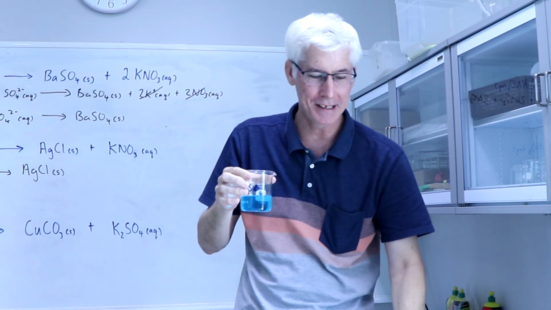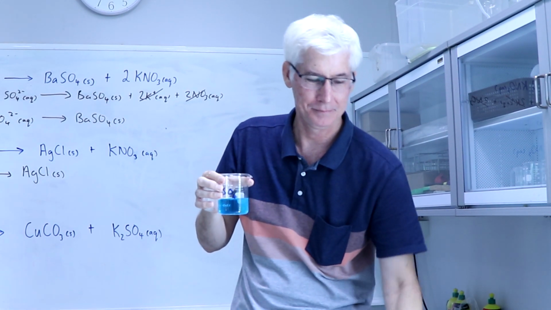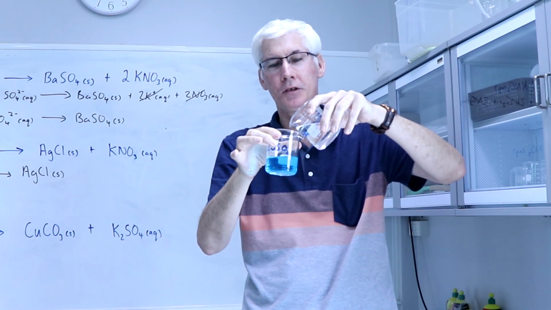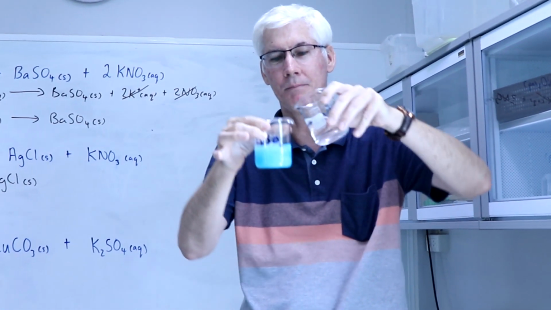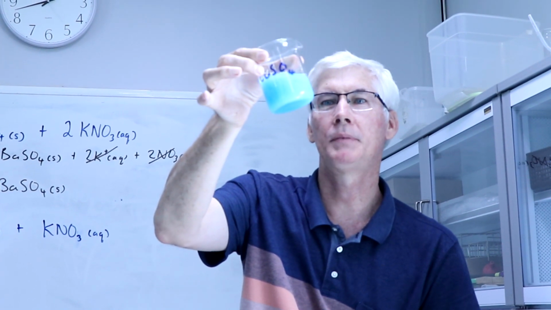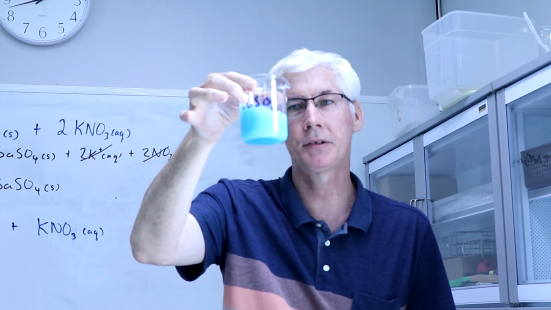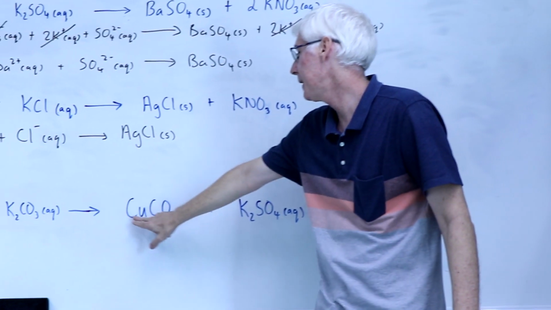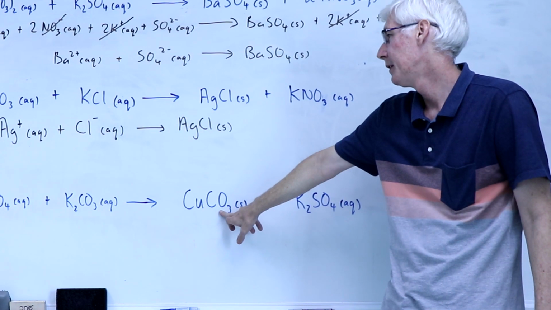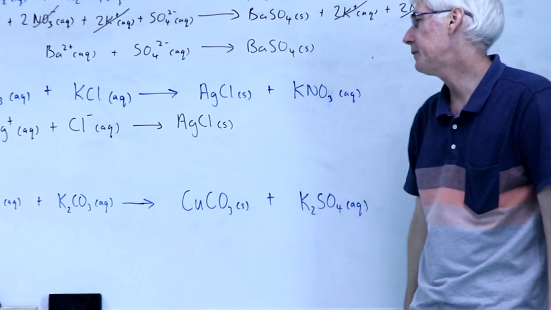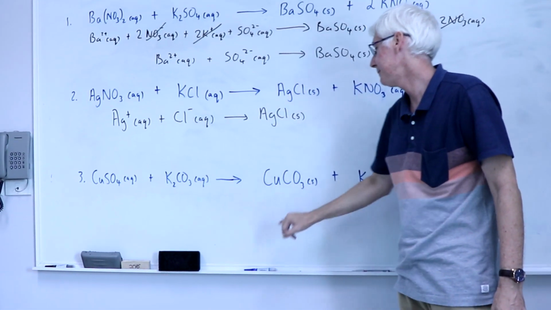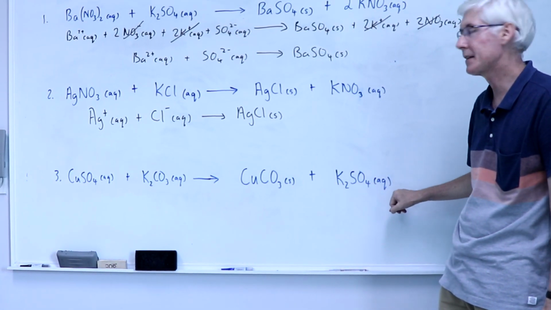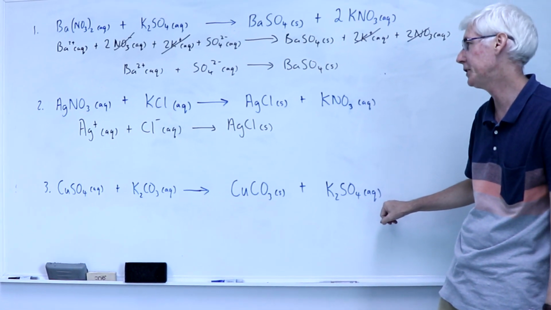If I add my potassium carbonate in my left hand to my copper sulfate, I should see a blue precipitate form, and the solution becomes cloudy. I get this blue precipitate. From the overall equation, we see that that blue precipitate is copper 2 carbonate. So I start off with copper 2 sulfate, I added potassium carbonate, I got a precipitate of copper 2 carbonate, and I'm left over with potassium and sulfate ions in the solution.